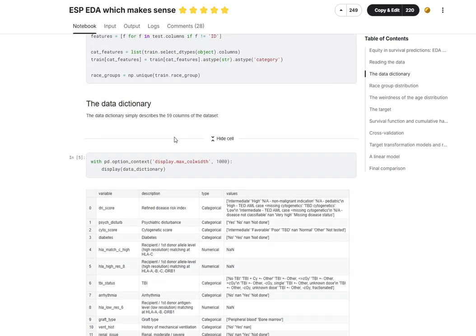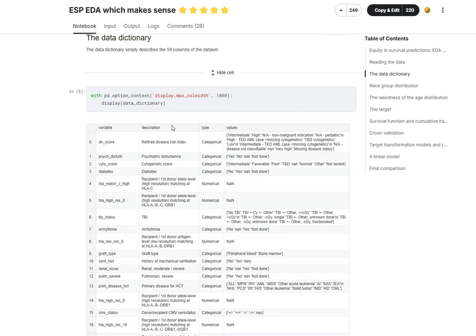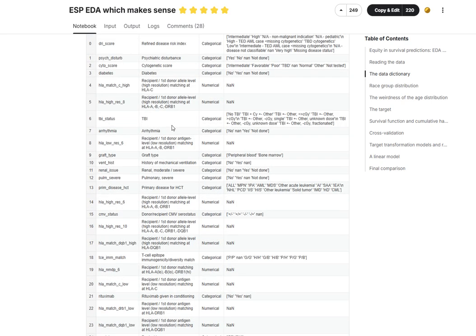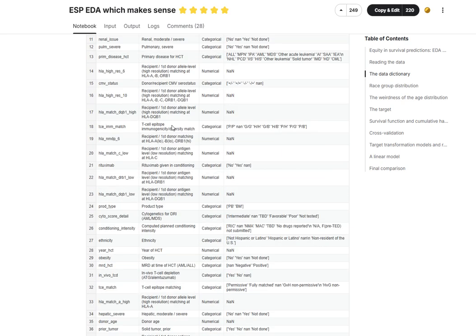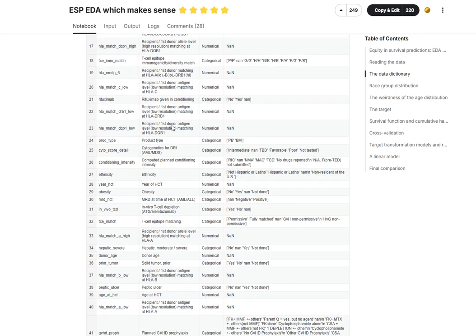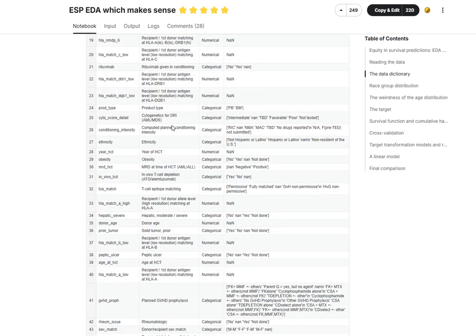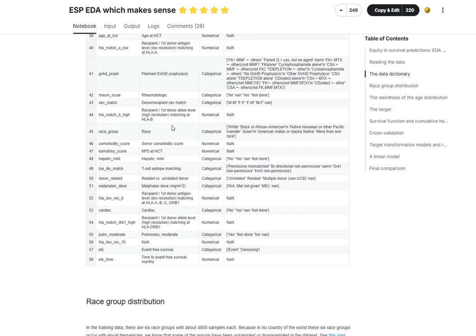The data dictionary is super helpful. It describes each of these 59 columns. We've got things like disease risk, psychiatric disturbances, HLA matching, which is about how well the donor and recipient cells match, and a whole lot more. It is good to know the description and possible values of features.